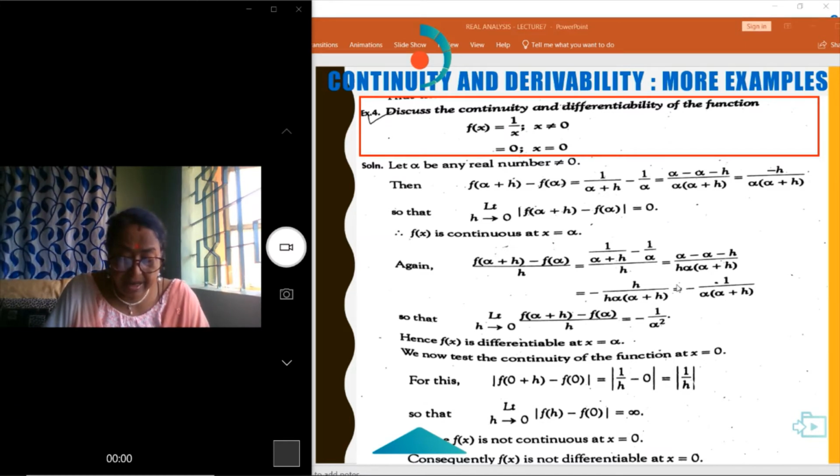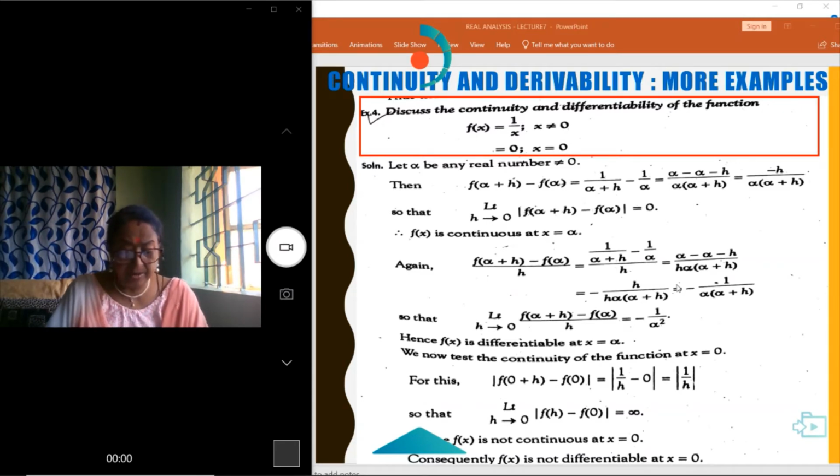Then f(alpha + h) - f(alpha) can be written as 1 by (alpha + h) - 1 by alpha. After calculating, we get -h by alpha into (alpha + h). So when h tends to 0, f(alpha + h) - f(alpha) becomes 0. So f(x) is continuous at x equal to alpha.